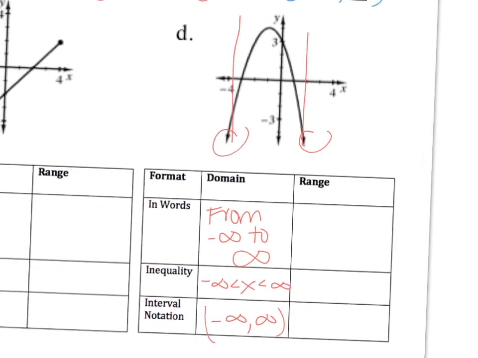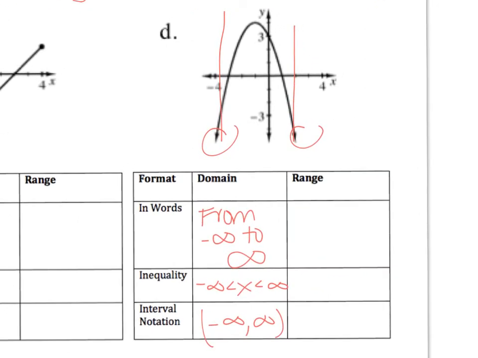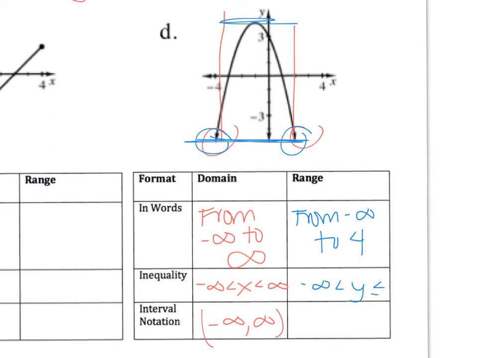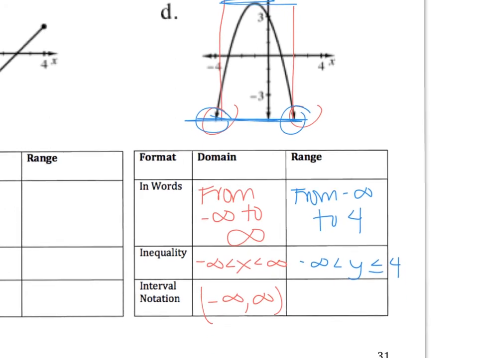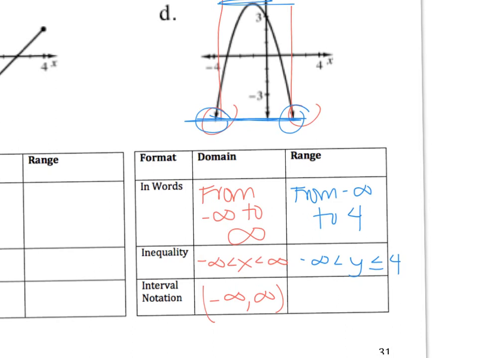Now the range is a little different. Going from the bottom of the graph to the top, you will see that the bottom is still the infinities. So we're going to go from negative infinity to positive 4. So our negative infinity gets the less than symbol, but 4 is included because it is a point on the graph. So our y is going to be less than or equal to 4, and then our interval notation will be a parenthesis with negative infinity, comma 4 with a bracket.